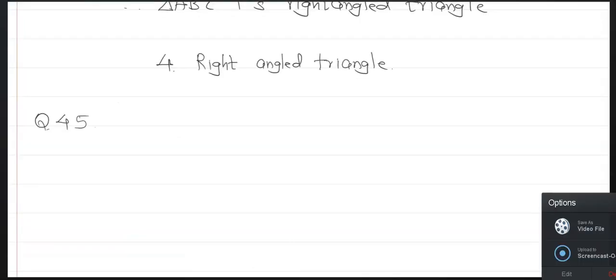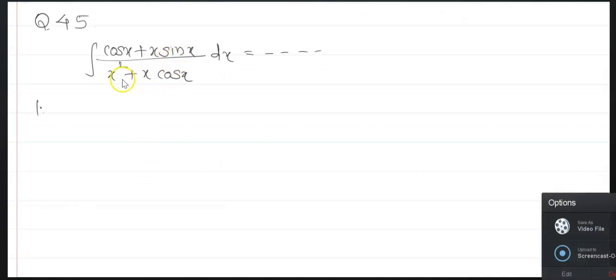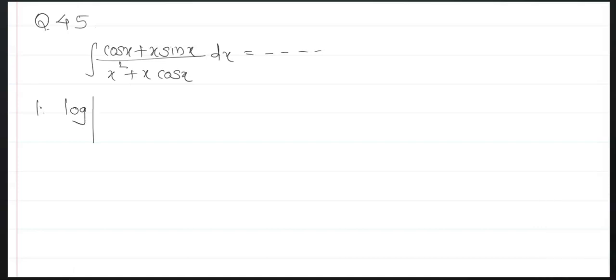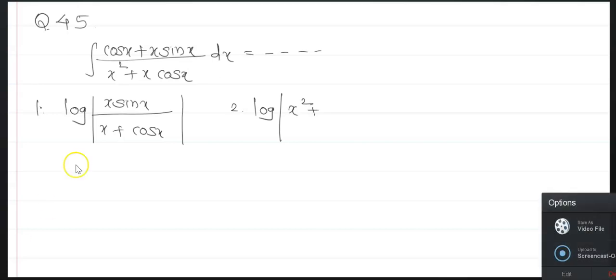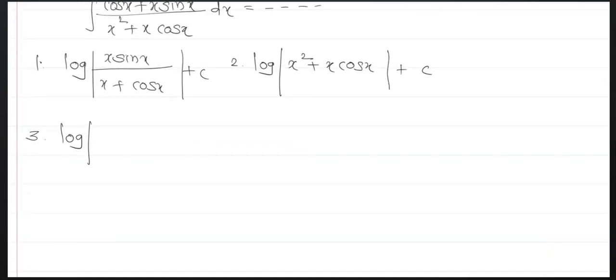Now next is problem number 45. Integral of cos x plus x sin x upon x square plus x cos x into dx. Now again, this is an interesting problem. The answer options: first is log of mod of x sin x upon x plus cos x. Second is log of mod of x square plus x cos x plus c.